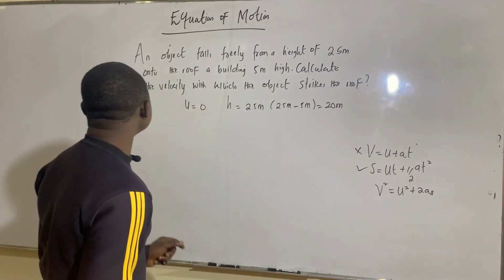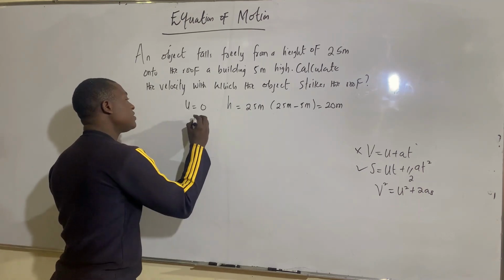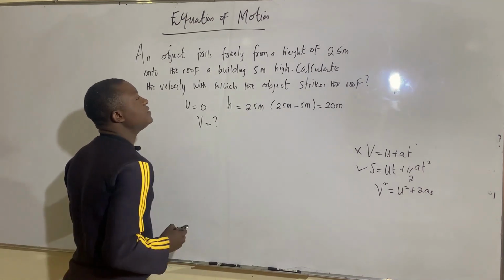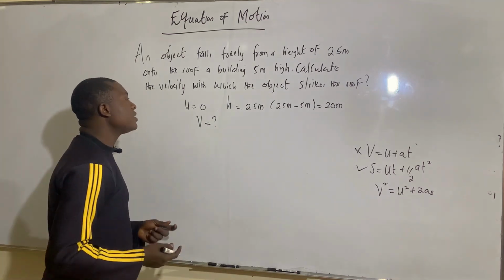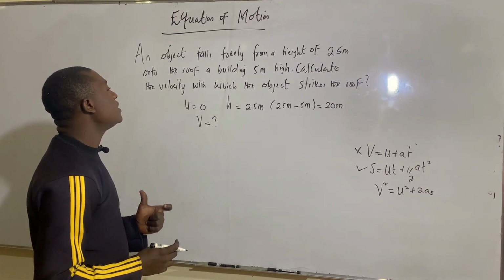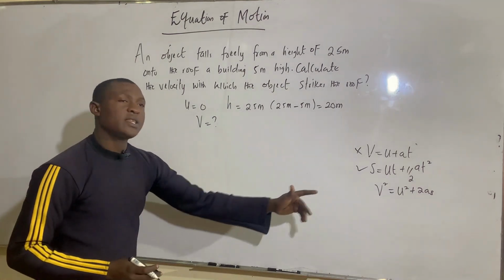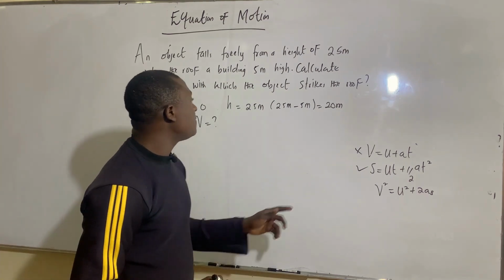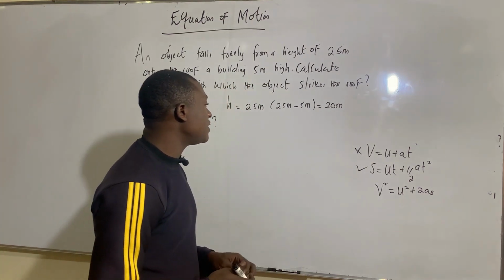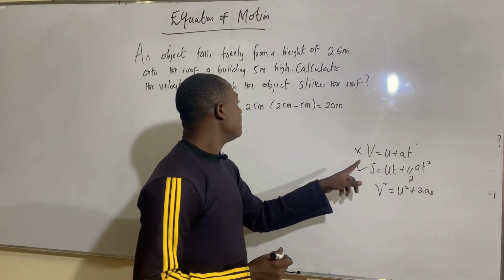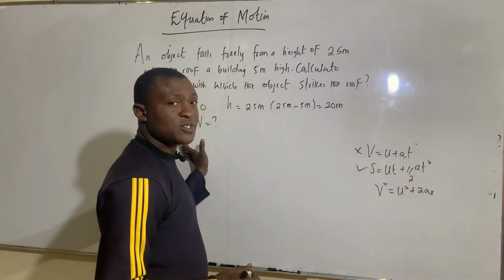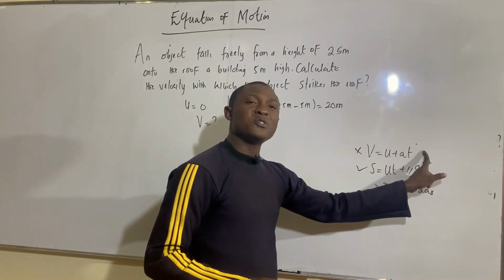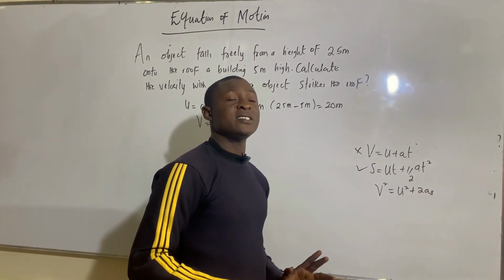After that, they now said calculate the velocity. So we are looking for the v, which the object strikes the roof. Now you can see in this problem, there's one thing we are not given here. Let's take a look at the data that we have. Now, can we apply the first one? If I check the first one, I have v is equal to u plus at. Do we have time? No, there's no time. So since there's no time, we cannot apply the first one. At the same time, we cannot apply the second one.